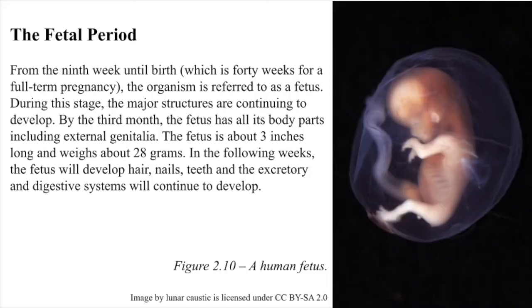The fetal period. From the 9th week until birth, which is 40 weeks for a full-term pregnancy, the organism is referred to as a fetus. During this stage, the major structures are continuing to develop. By the 3rd month, the fetus has all its body parts, including external genitalia. The fetus is about 3 inches long and weighs about 28 grams. In the following weeks, the fetus will develop hair, nails, teeth, and the excretory and digestive systems will continue to develop.